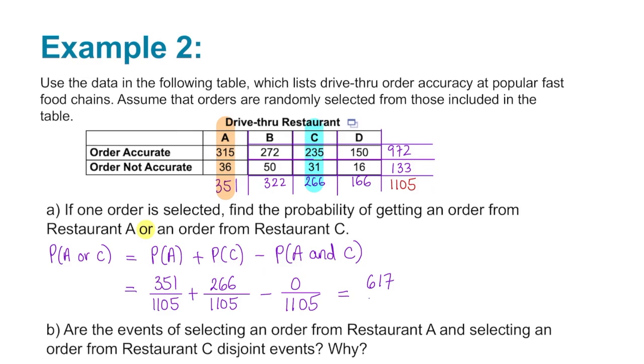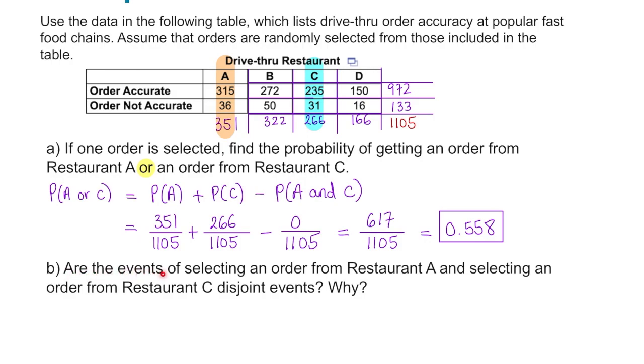And I have 617 over 1105 and 0.558. Question B. Are the events of selecting an order from restaurant A and selecting an order from restaurant C disjoint, and why?